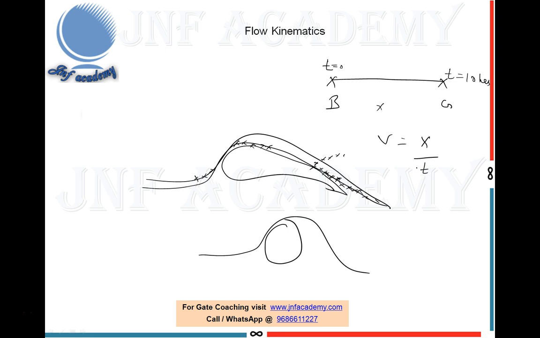And if you wanted to know the acceleration of the car, it's again very simple. Acceleration is the rate of change of velocity. So if you want to know the acceleration of the car, you already know the velocity, which is x by t, and again dividing by t, acceleration is equal to x by t squared.